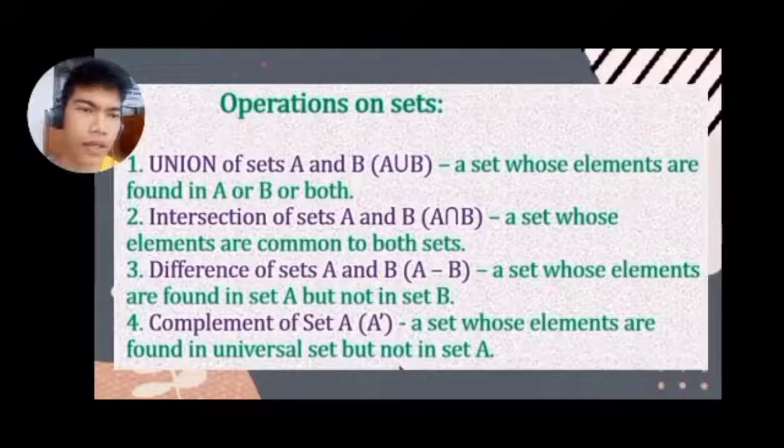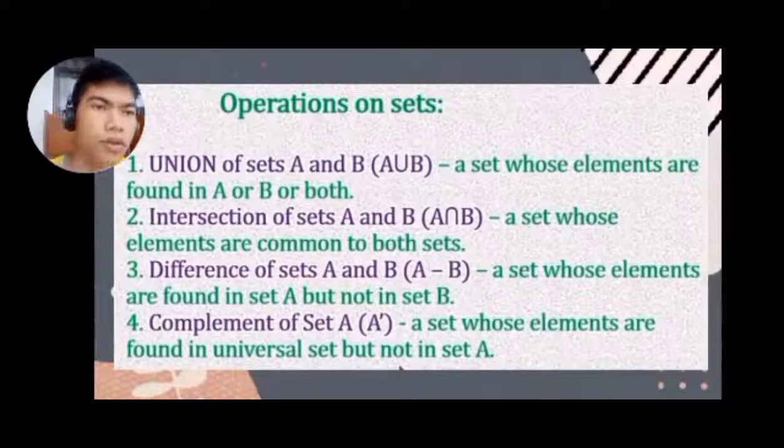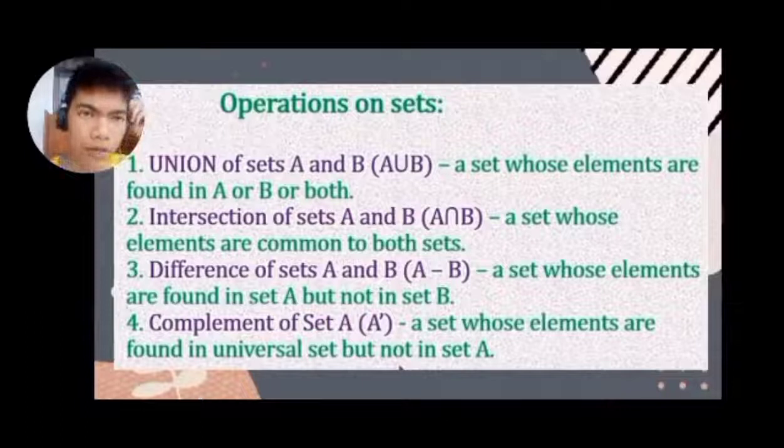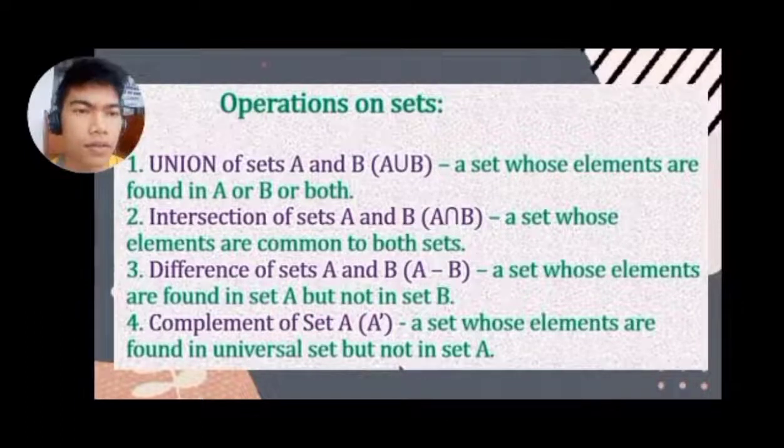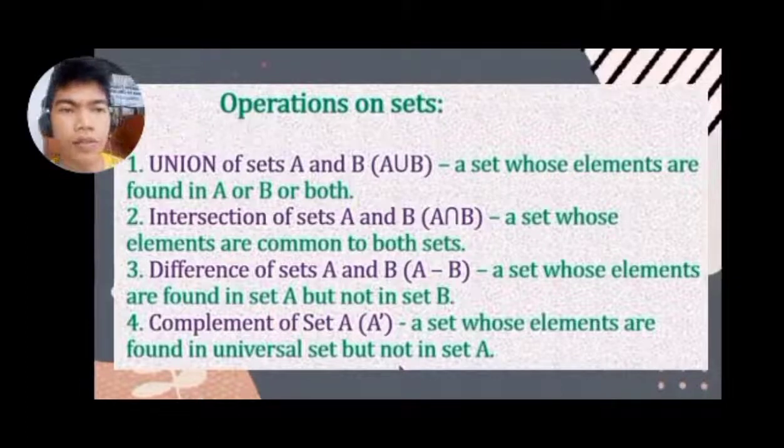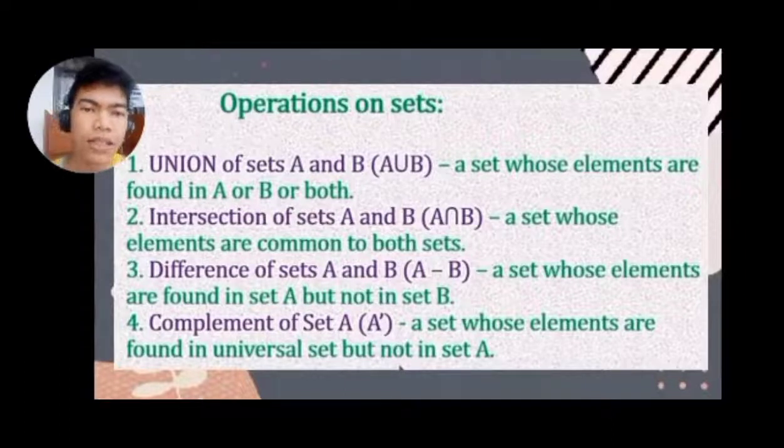So intersection number 2. Intersection of set A and B. Yung intersection po, ito na po yung sign niya. Yung parang baliktad na yun. Yan po. So, a set whose elements are common to both sets. So, kung ano yung makikita mo sa A na elements, yun din yung makikita mo sa B. So, para sila.